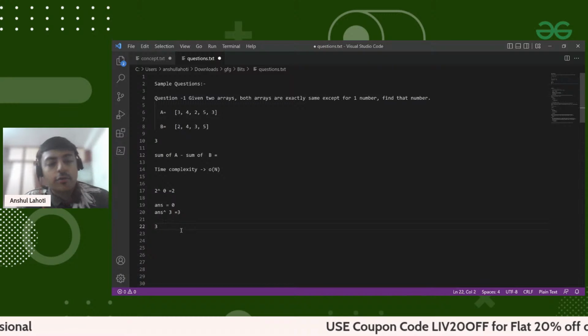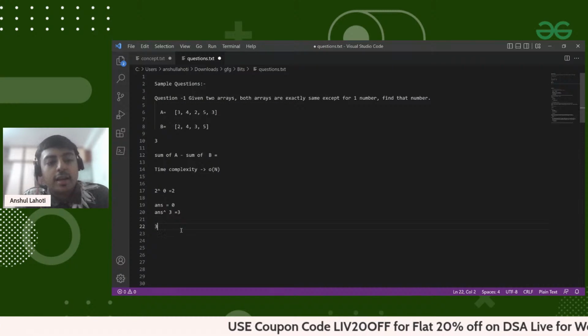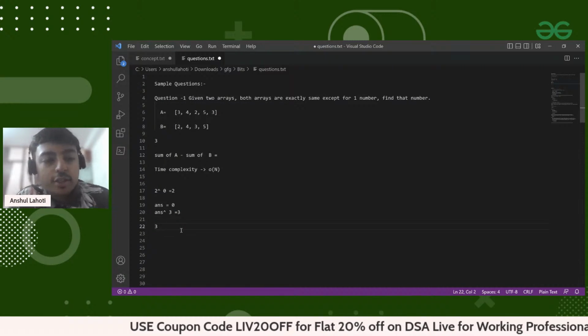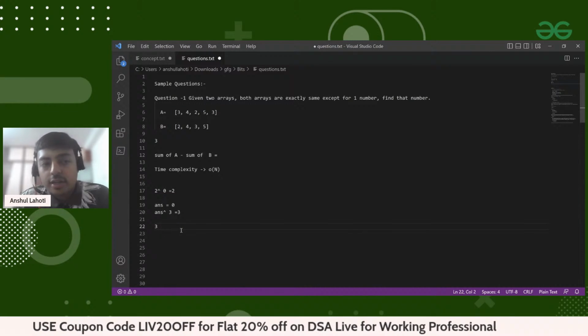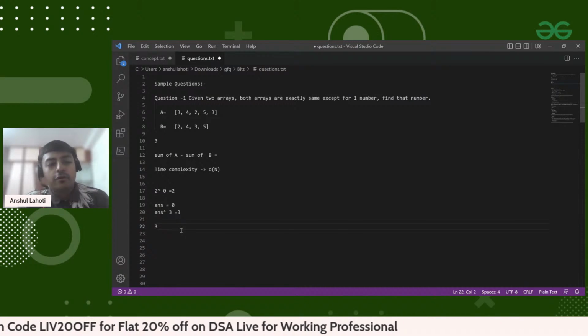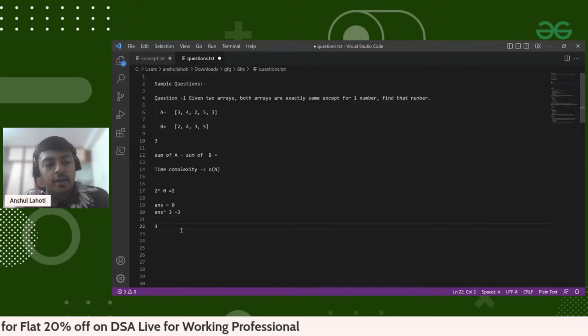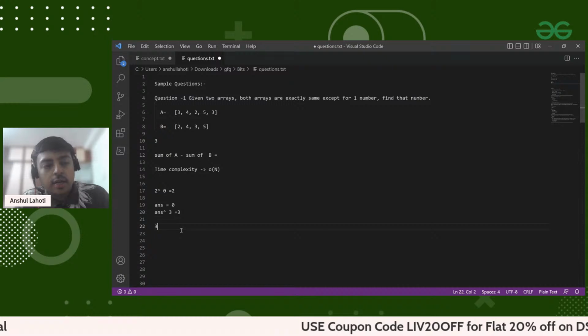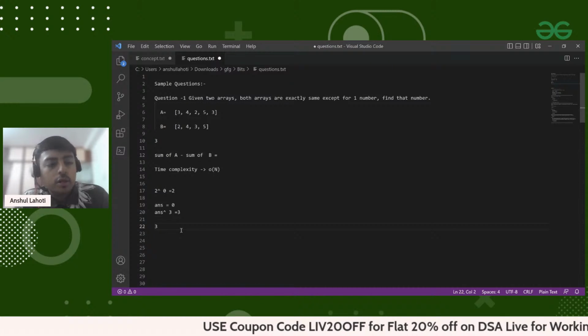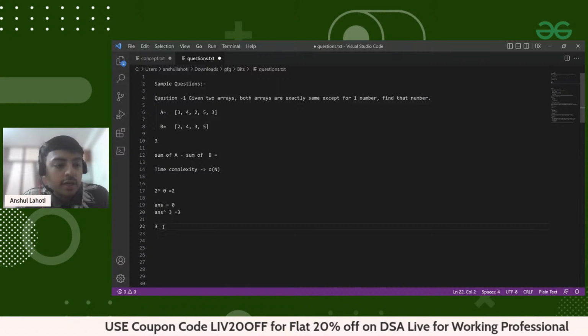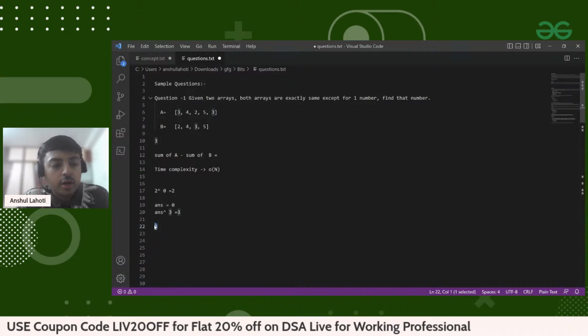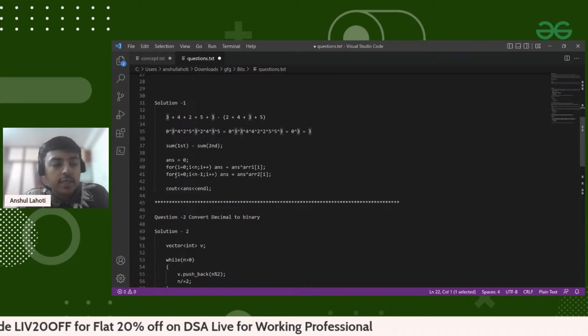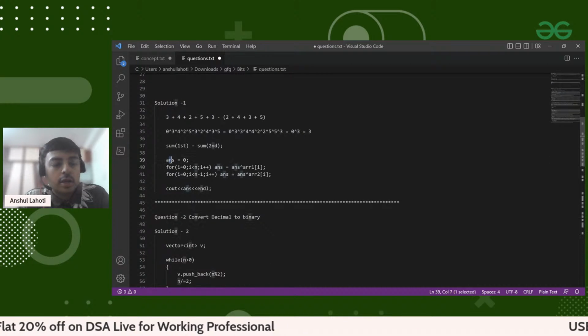So with XOR we can solve this question by taking the XOR of all the numbers in array A and B, and also taking the XOR of the outputs of array A and array B. We get the different number which we want. So this is the pseudo code for how we are doing it.